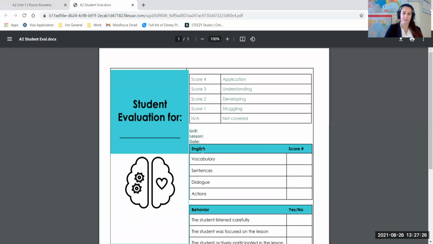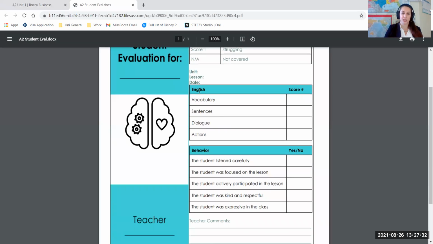So we're just going to click that and it's going to open in a PDF. This is pretty much how all of the student evaluation sheets look. The only thing that changes is these English categories here. And that's because at different levels, there are different targets. For example, if you go into higher levels, you might have a more grammar focus. And so there would be a section for grammar or something like that.